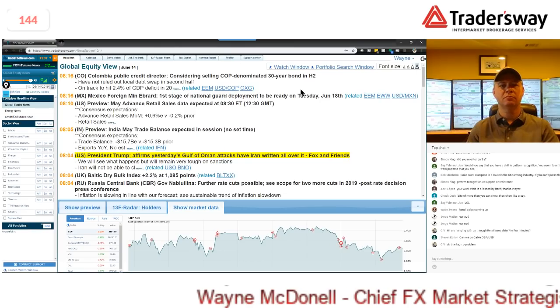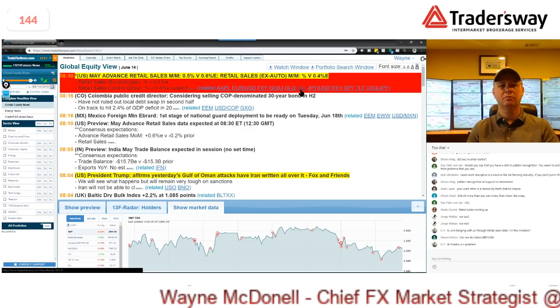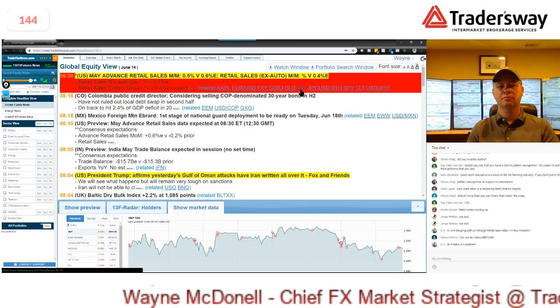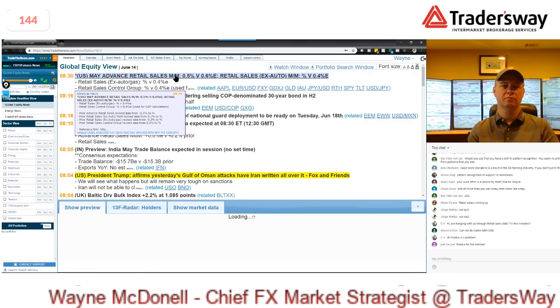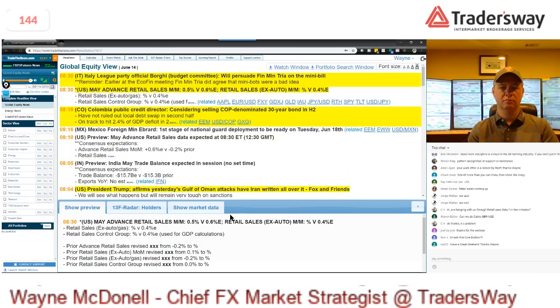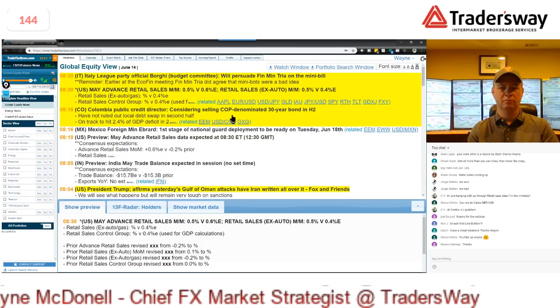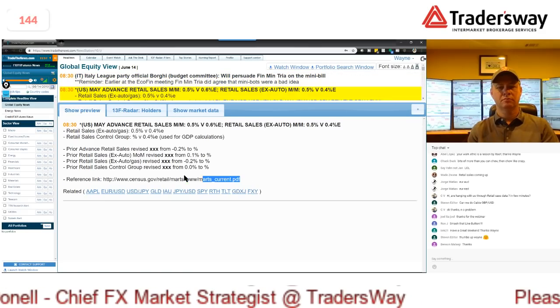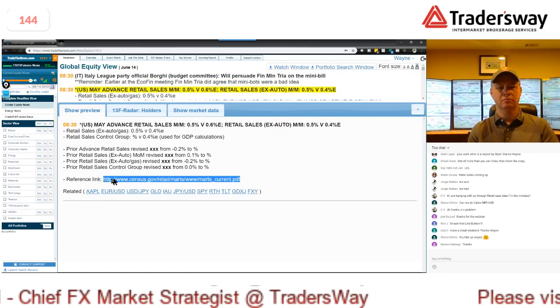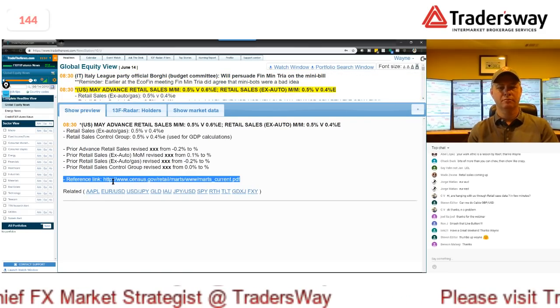Sales 0.5% is 1/10 lower than expected. Ex-autos is 0.5%, 1/10 higher than expected. Ex-autos and gas is 0.5%, also 1/10 higher than expected. Control group is 1/10 higher than expected at 0.5% as well. Back months revised higher on the retail sales data. Slightly from $1 post data. Euro 112.50 was just tested.